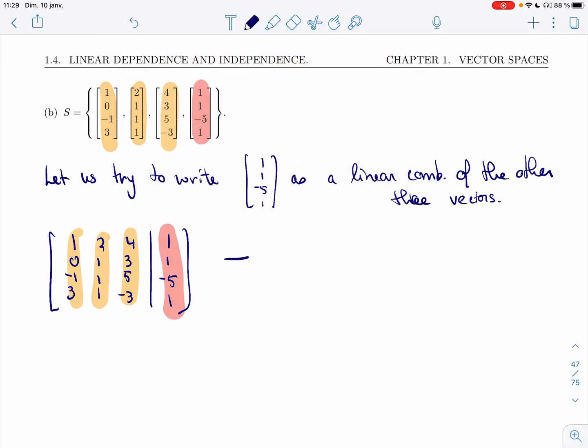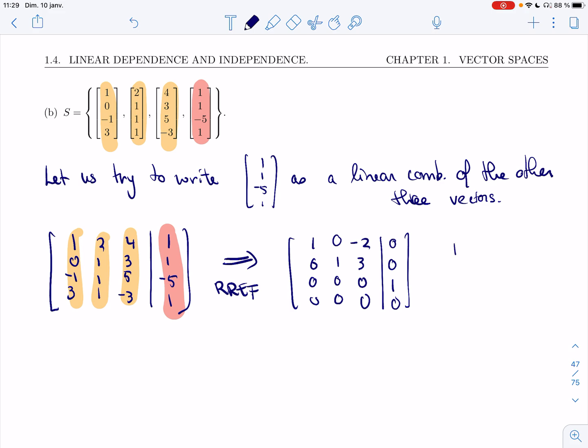All right, so let me reduce for you again. Here's what I got. I got minus 2, 3, 0, 0, 0, 0, 1, 0. It's inconsistent. So 1, 1, minus 5, 1 isn't a linear combination of the 3 orange vectors.